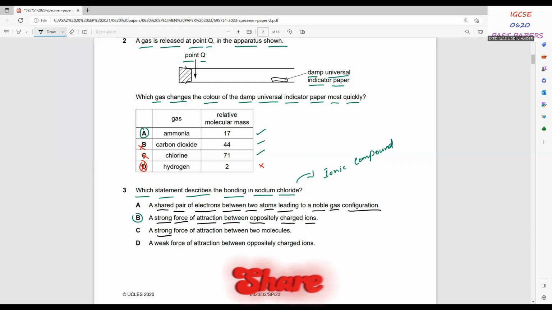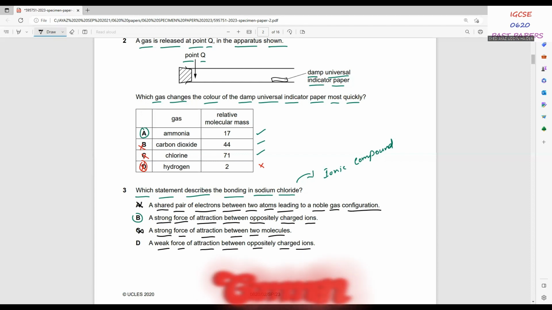A strong force of attraction between two molecules. You can't have molecules here. You have ions. So this is also wrong. D, a weak force of attraction between oppositely charged ions. We don't have any weak force. It must be a strong force. So this is also wrong.